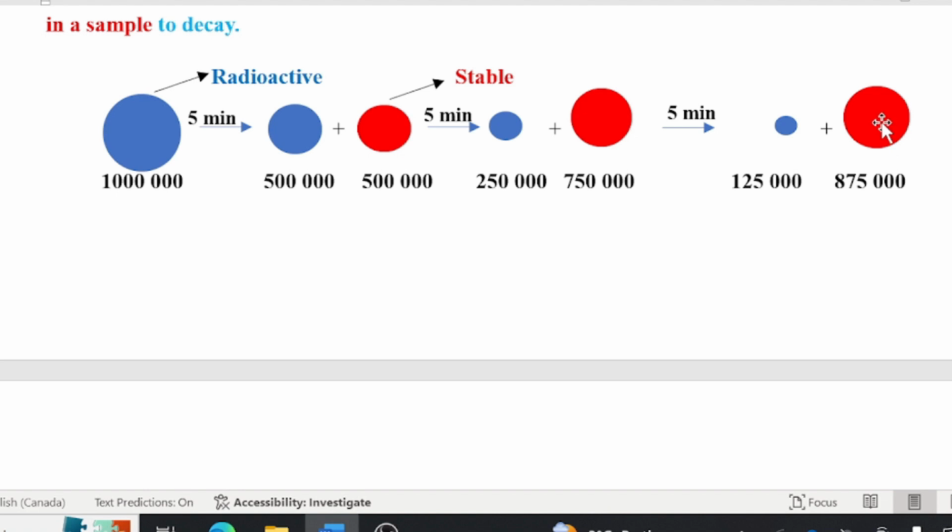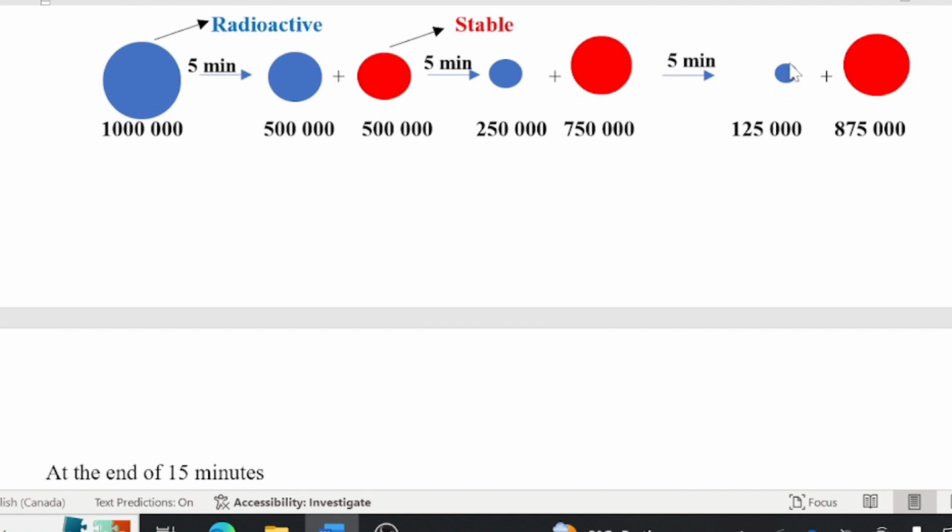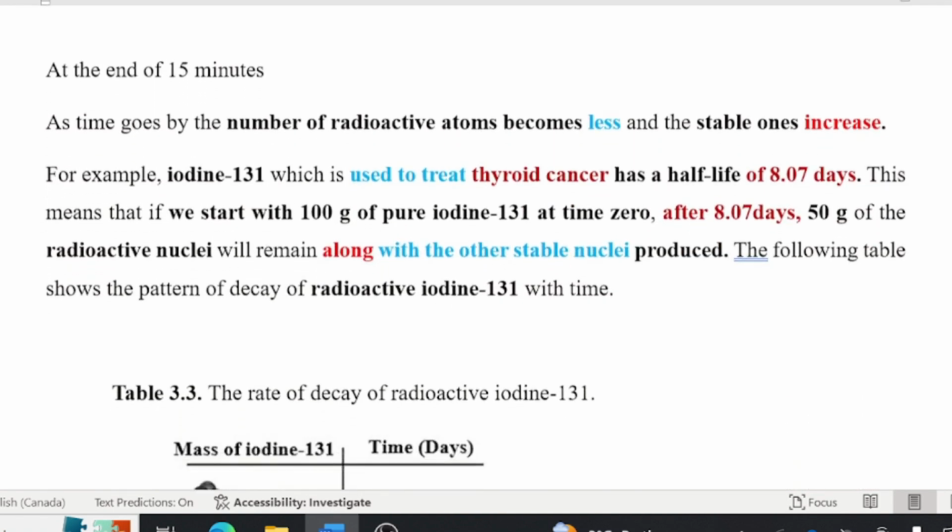Now, you can see as time goes by, the number of radioactive nuclei will gradually become less and less, and the amount of stable nuclei there will become more and more until eventually all of these will disappear, and then you'll end up only with the stable nuclei.